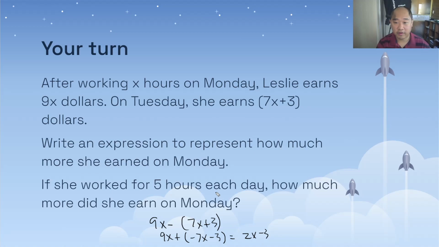So if she worked 5 hours, so if x equals 5, then how much more did she earn on Monday? Well, we have the expression, right? We can just plug 5 into x. That would be 10 minus 3 equals 7. How much more did she earn? She earned $7 more.